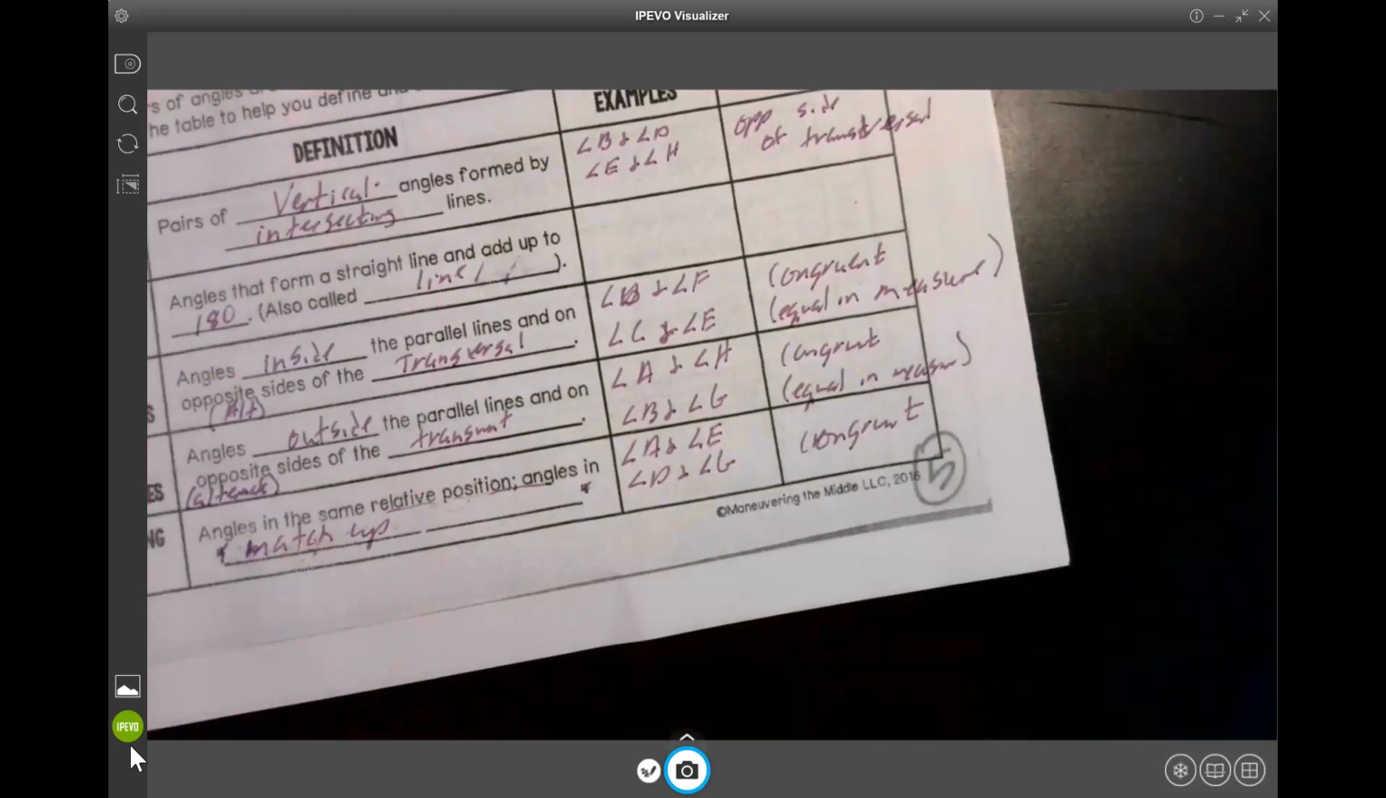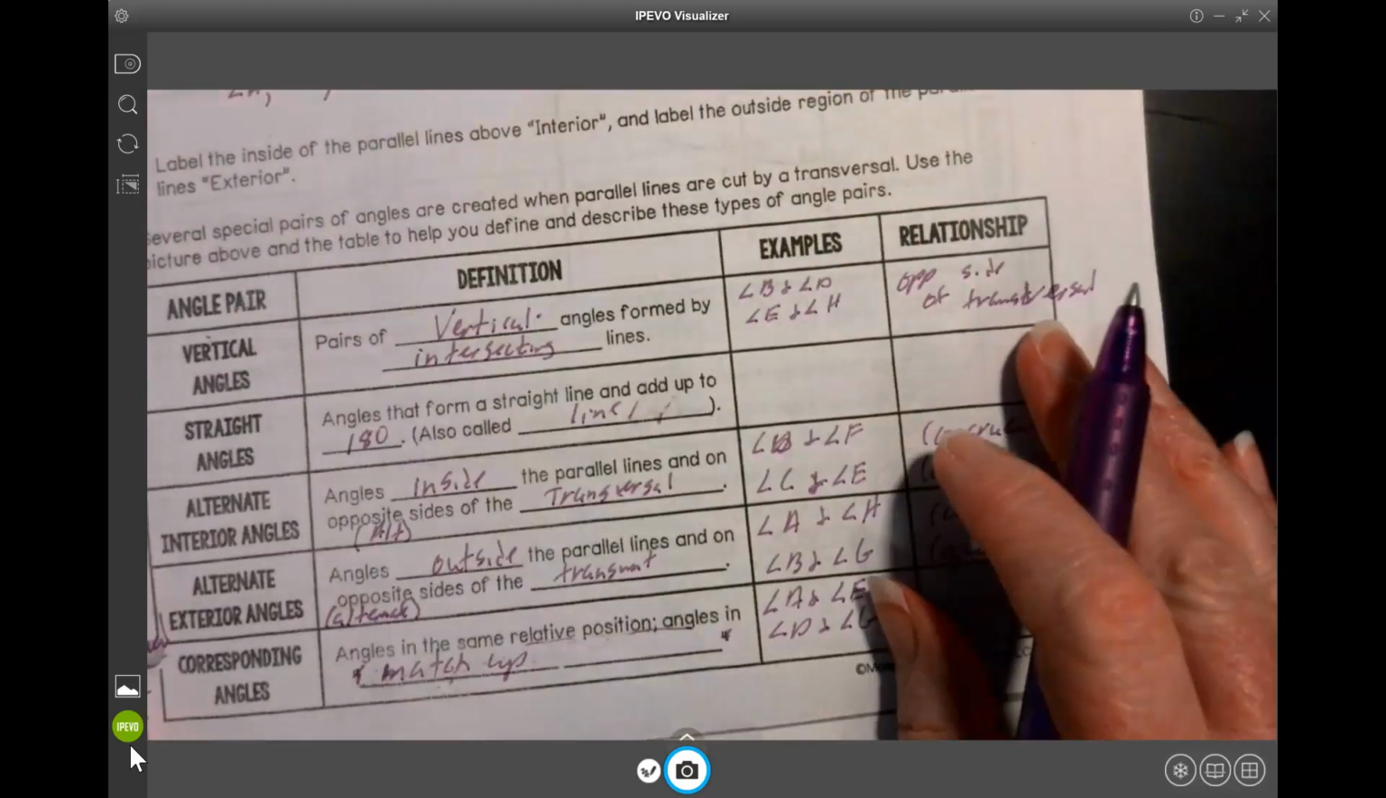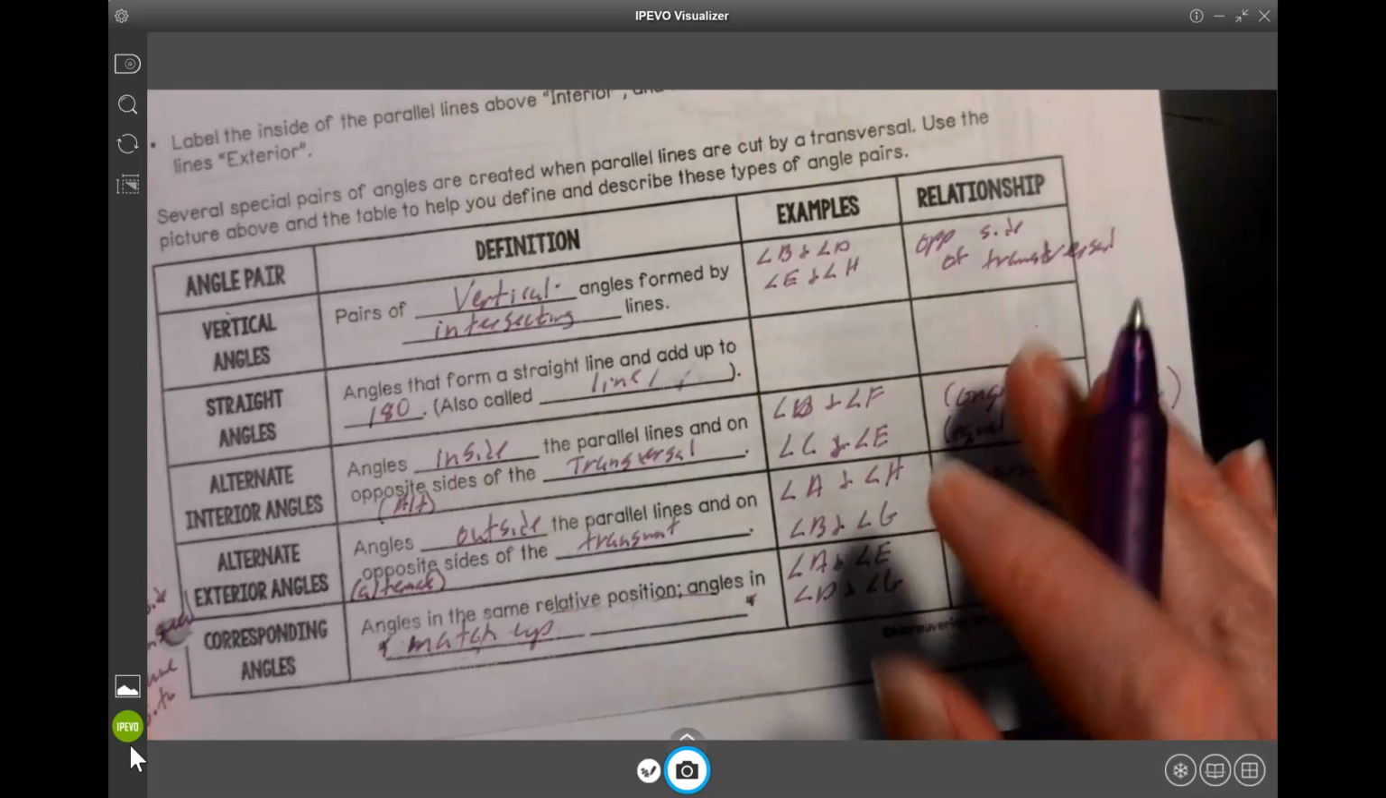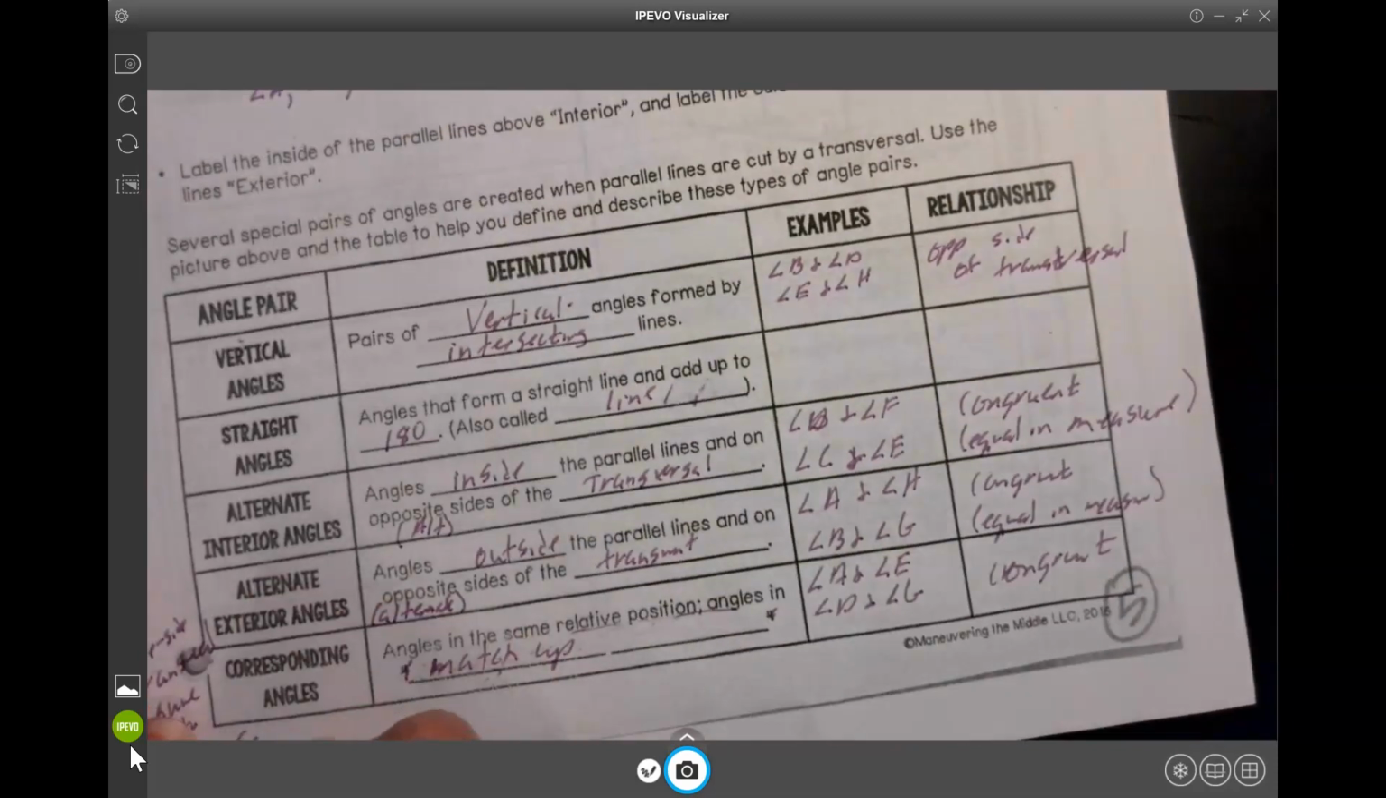Okay? Now there's one other pair they don't have in this table that I want to talk about that's very common. And these are called same side interior.